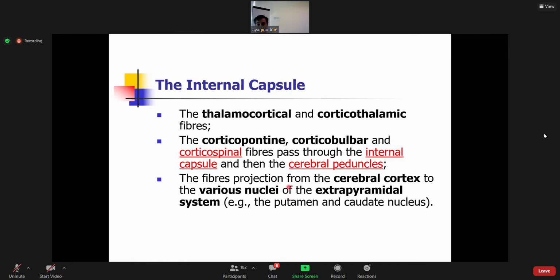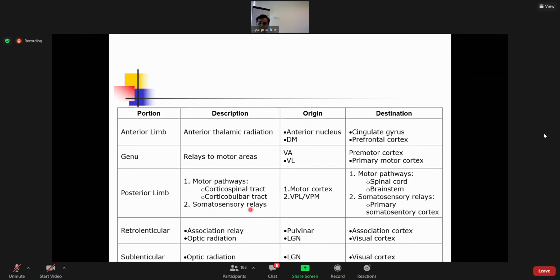The fibers projecting from the cerebral cortex to the various nuclei of the extrapyramidal system like putamen and caudate also have to pass through the internal capsule. So there are 5 parts of the internal capsule. One is the anterior limb, then you have the genu, then the posterior limb, then the retrolentiform part and the sublentiform part. If you remember, we said there is the head of caudate.